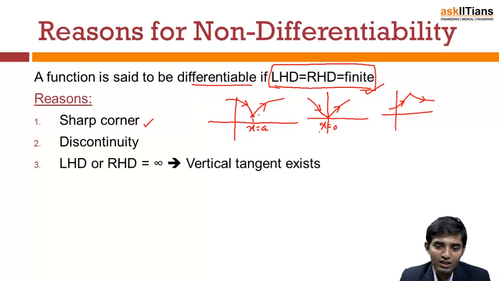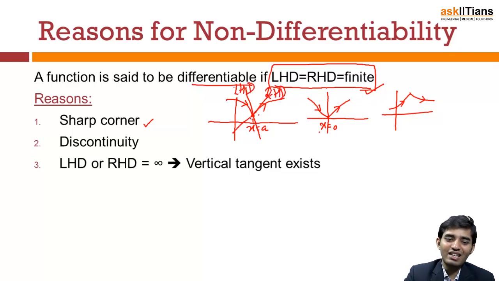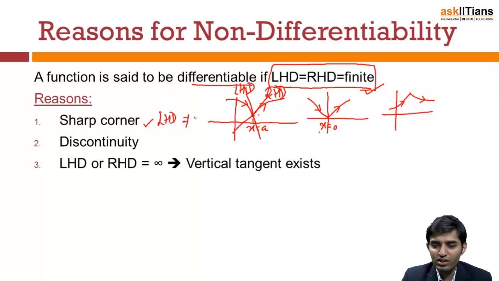Now in this case, what is the left hand derivative? Left hand derivative will be this slope, the slope at x equal to a minus. So the slope on the left hand side will be negative. The slope of this tangent is nothing but the left hand derivative, and the slope of this tangent is the right hand derivative. In this case obviously LHD will not be equal to RHD. If there is a sharp corner, LHD will not be equal to RHD.